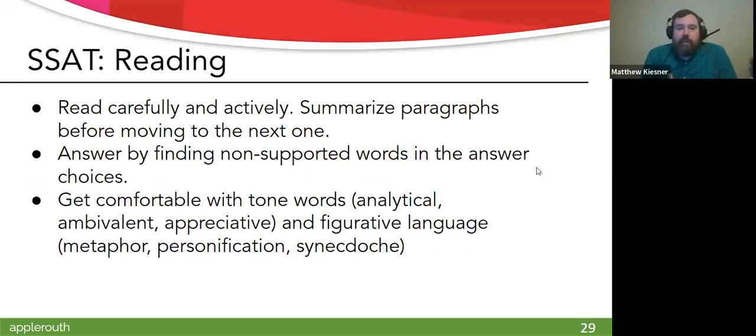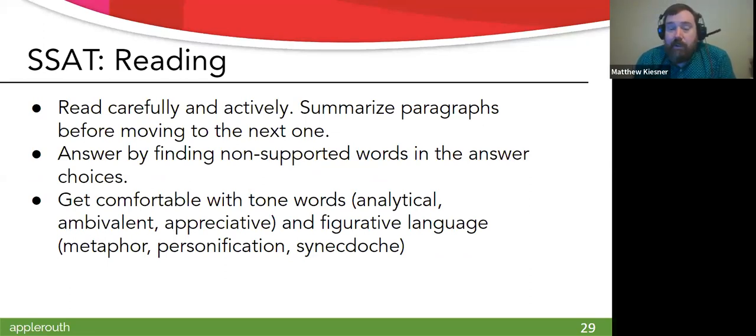So one thing good is you'll read carefully and actively. You'll really try to understand the passage, summarize it. Now, obviously, you can't underline things if you're taking the at-home test, but you still have paper, and writing some notes to help understand the key ideas could be useful. One of the best things that you do is answer by process elimination on the answer choices, and then getting comfortable with tone words, like analytical, ambivalent, appreciative, and figurative language.